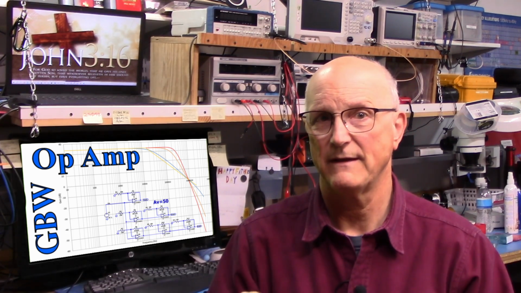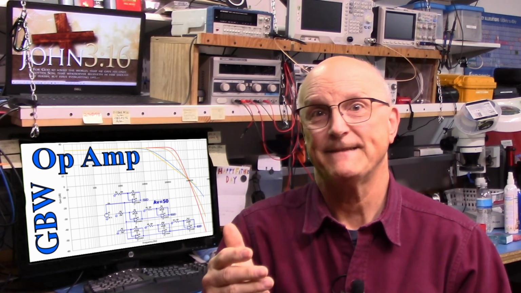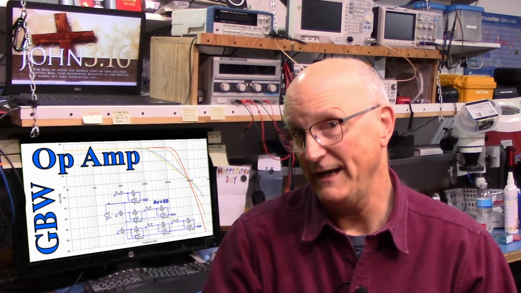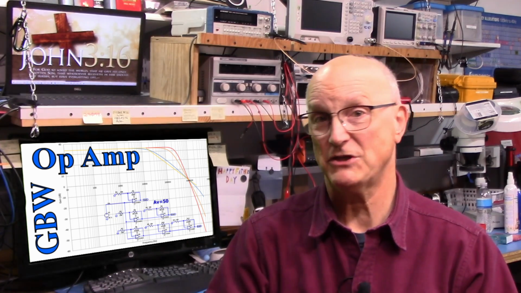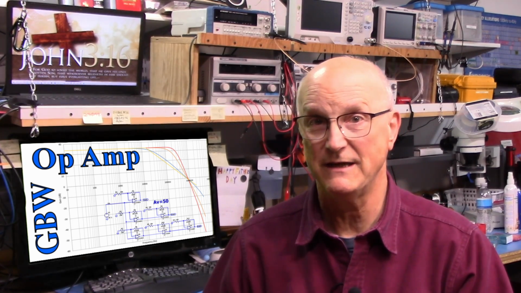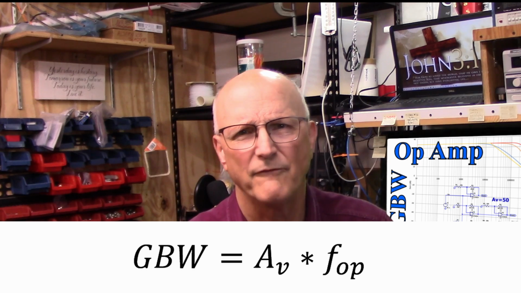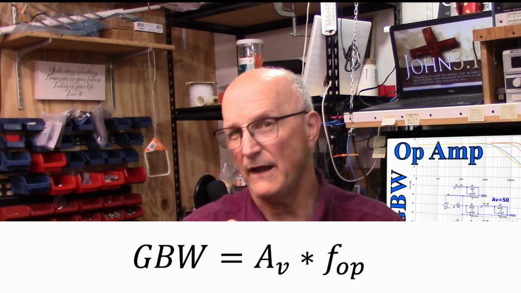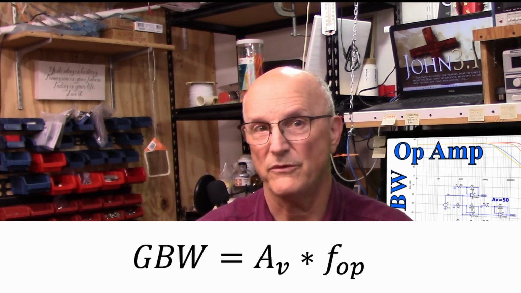Now, some data sheets will specifically tell you this, and some will not. Somewhere in the data sheet, there will at least be a graph showing gain versus frequency. Now that I've made your eyes glaze over, what does this mean and how do I use it? Like I said, the product of the gain of the amplifier and the operating frequency will not exceed the gain bandwidth product.